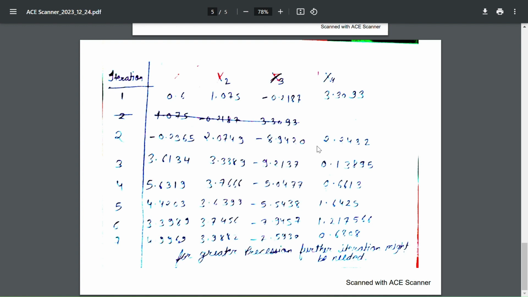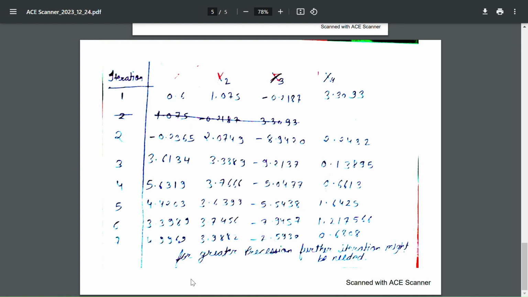8.9420 and x4 2.2432. For third iteration, we get x1 equals to 3.6134, x2 equals to 3.3389, x3 equals to minus 9.2137, and x4 equals to 0.3895. And in fourth iteration, we get 5.6319 as the value of x1, 3.7666 value of x2, and minus 5.0477 value of x3, and 0.6613 value of x4, and so on.